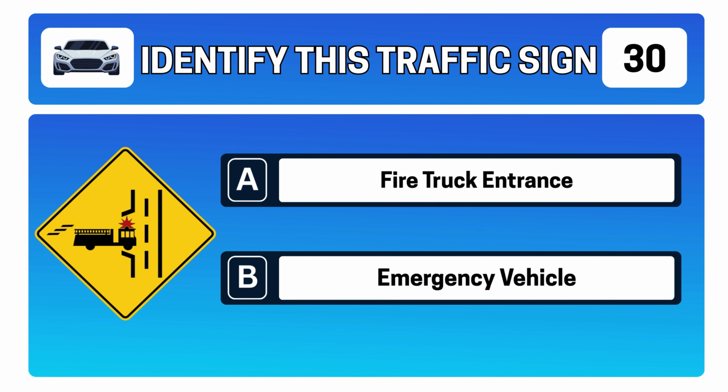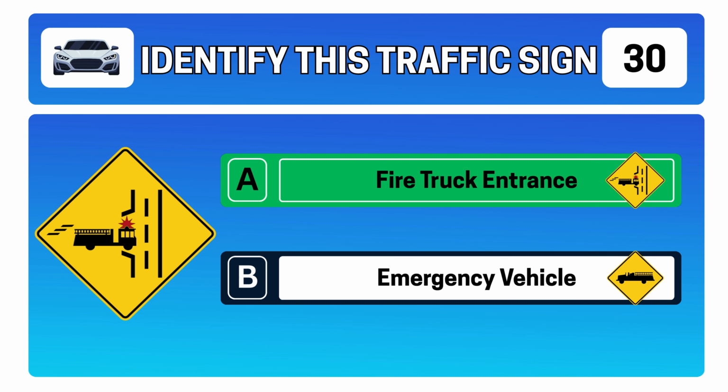Identify this traffic sign. A. Fire truck entrance. B. Emergency vehicle. Correct. It is the fire truck entrance sign.